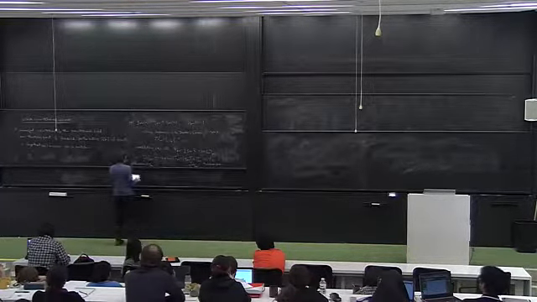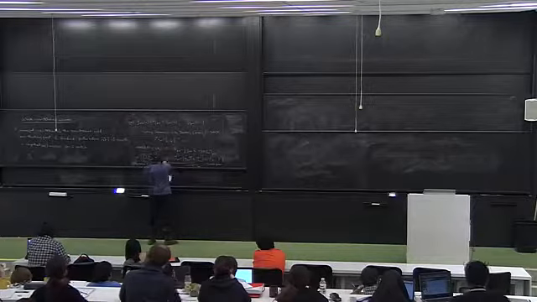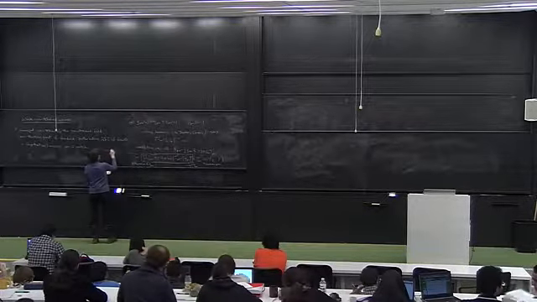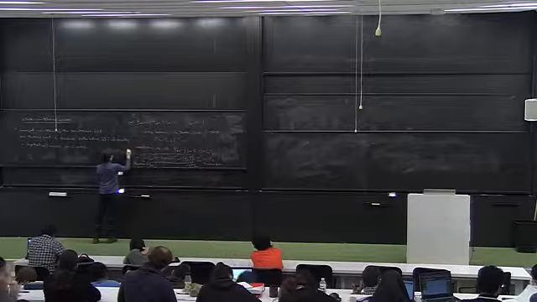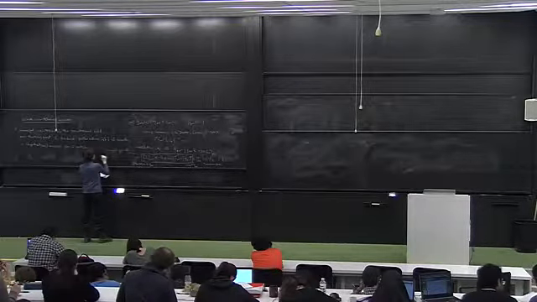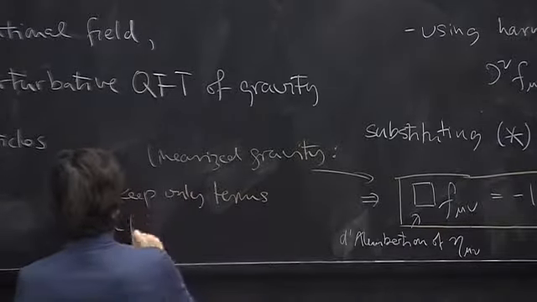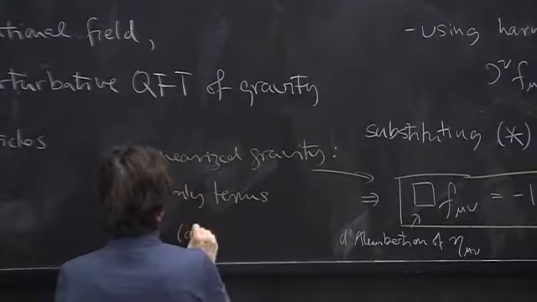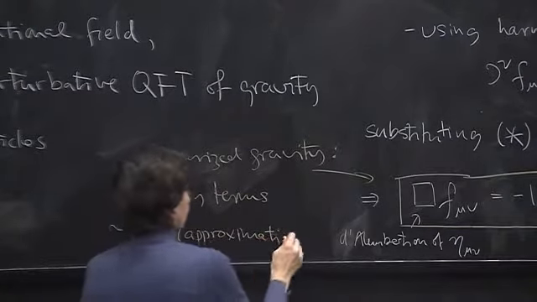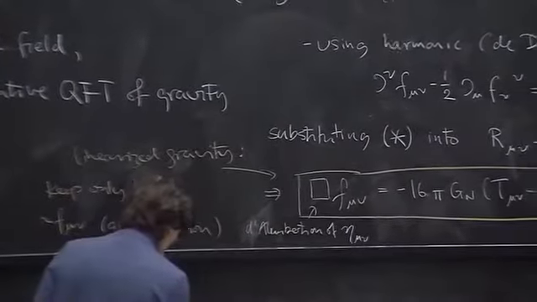So, okay. So linearized gravity is keeping this here. Linearized gravity is just this. So keep only terms which are at most linear in f mu nu. And of course, this is an approximation. There may be situations where this is a good approximation, and then you'll be able to extract interesting physics from solving this equation, but it's of course not always a good approximation.